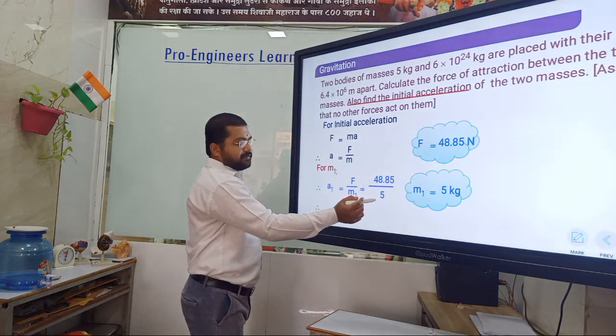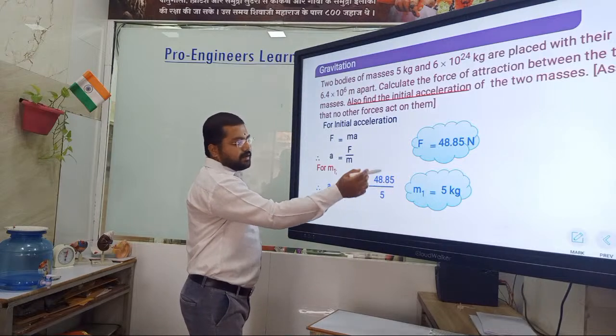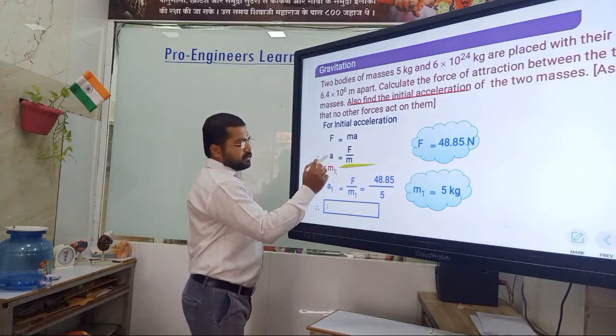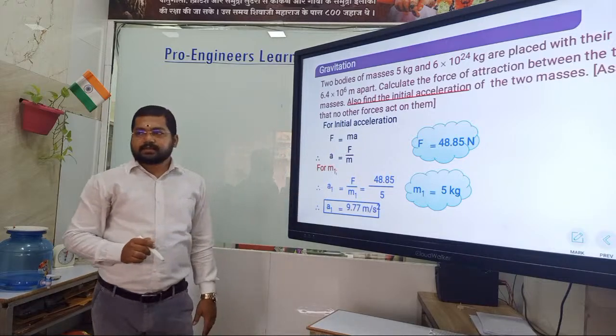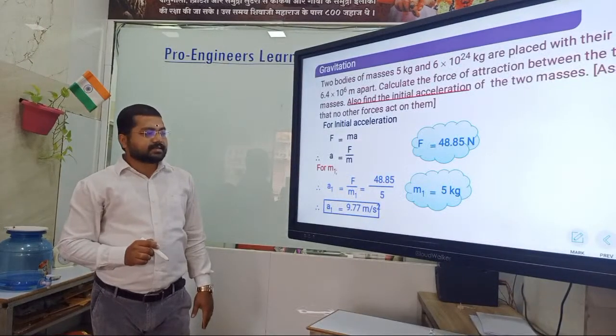Mass 1 is 5, because M1 was 5 kg. So the answer is 9.77 meter per second square.